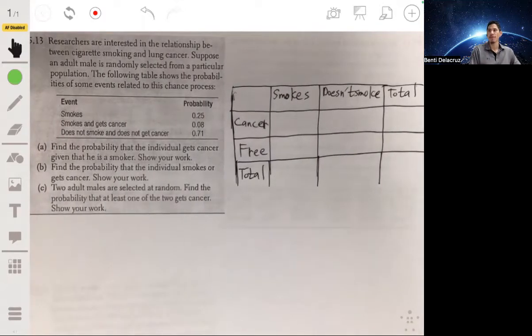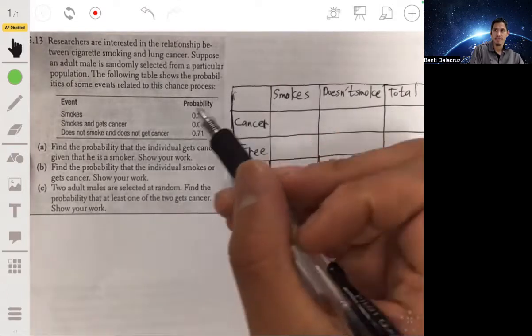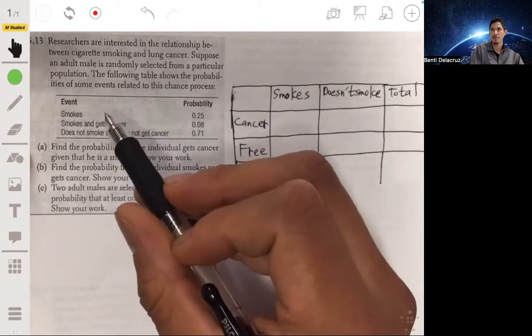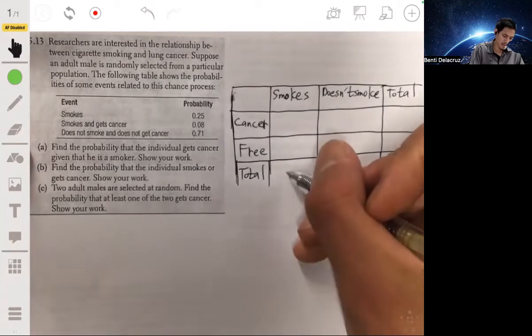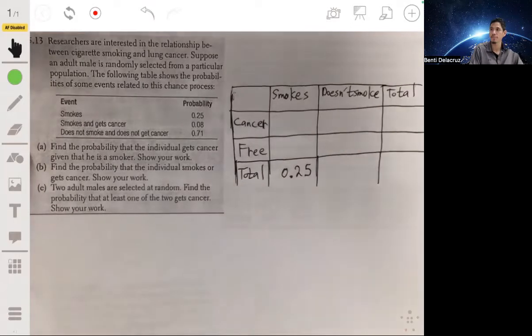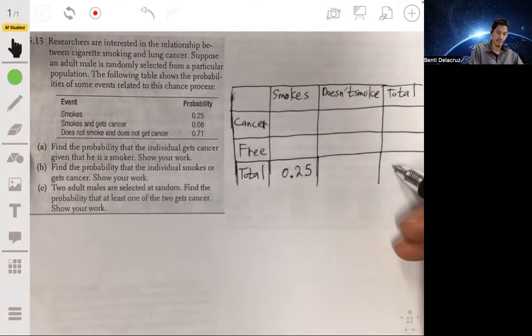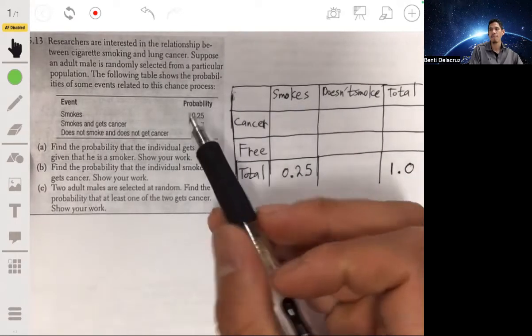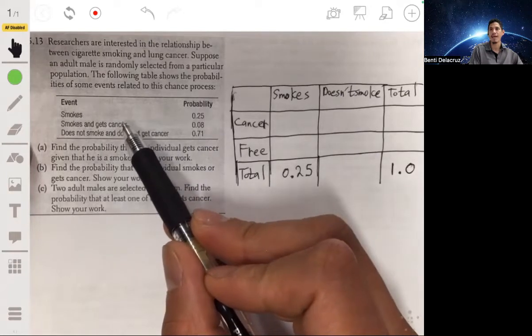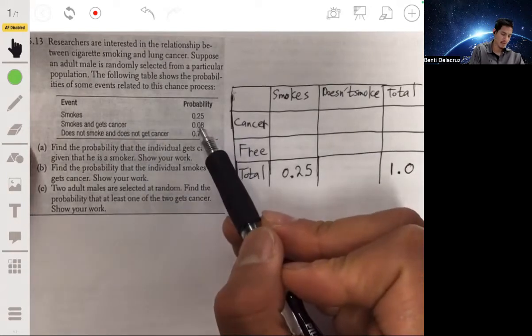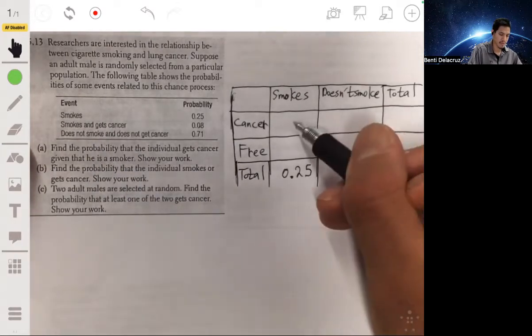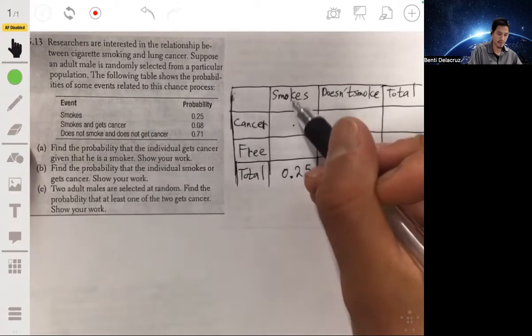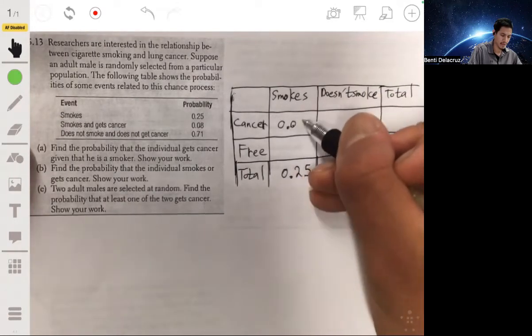All right, now let's look at what we can fill this in with. So it says that there's a 0.25 probability that they're a smoker. So then the total proportion of smokers down here is going to be 0.25. And remember, since it's a proportion, the total is going to be 1.0, because that's 100%. Now, the probability that they smoke and get cancer is 0.08. So we're basically looking for the intersection of smoker and getting cancer, which will be this box right here. They smoke and they get cancer, so this will be 0.08.